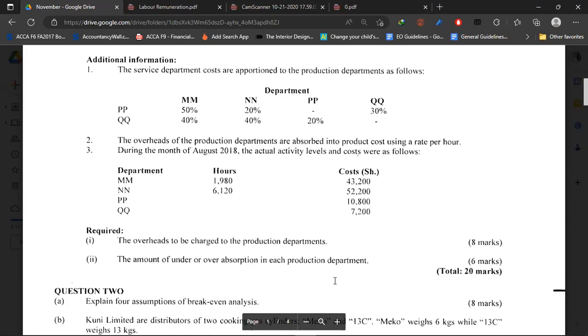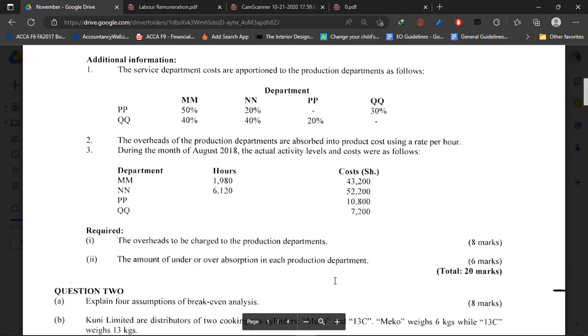The overheads of the production departments are absorbed into product cost using rate per hour. During the month of August 2018, the actual activity levels and costs were as follows. In Department MM, we had 1980 hours at a cost of 43,200. Department NN, we had 6,120 hours at a cost of 52,200. In PP, we are not given hours, but we are given costs of 10,800. And QQ, we are also not given hours, but we are given costs of 7,200. Required: the overheads to be charged to the production departments, and number 2, the amount of under or over absorption in each production department.